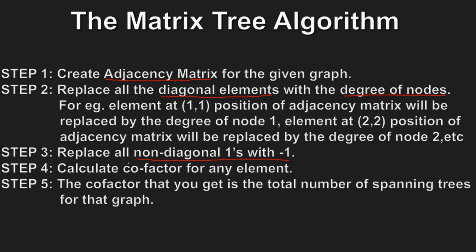Lastly, we need to calculate the cofactor for any element in this resultant matrix to get the number of spanning trees. If you notice, we actually need to subtract the adjacency matrix from the degree matrix and calculate the cofactor of any element to get the number of spanning trees. The subtraction of the adjacency matrix from the degree matrix gives us the so-called Laplacian matrix.